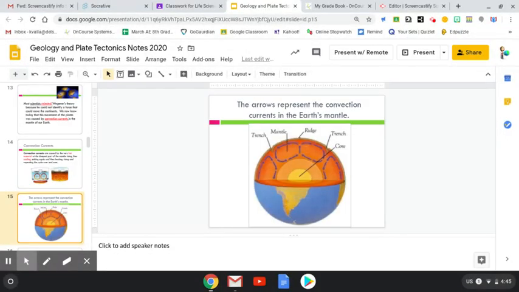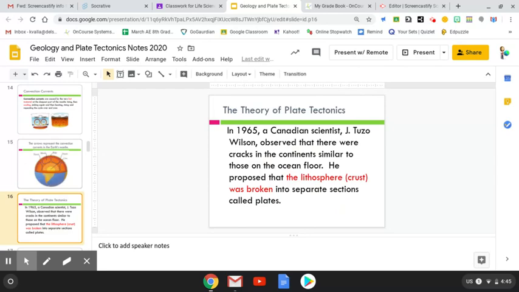And I love this visual here. You can see the arrows all underneath of it. You can see how they're cyclical, right? This is all in the mantle. This is your outer core and your inner core. And you can see how they're constantly moving, which is going to cause that crust, or your plates, to also move. Okay, so that's what your convection currents are doing.